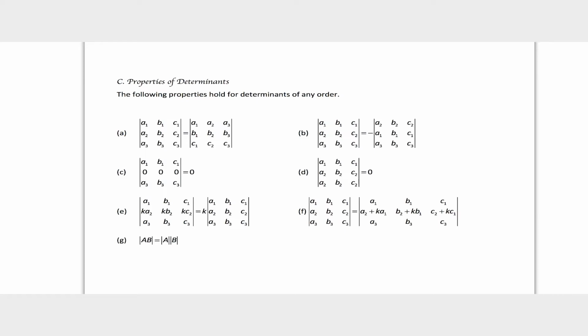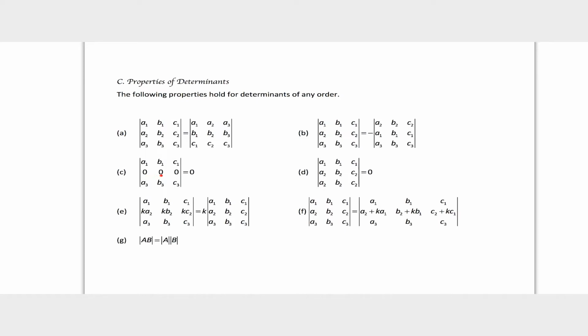How about the second? What is the difference between these two? You can see we interchange two rows. This is A1, B1, C1, and A2, B2, C2. I change to B1, A1, C1, and so on. If you interchange two rows, you need to take a negative sign for the determinant.